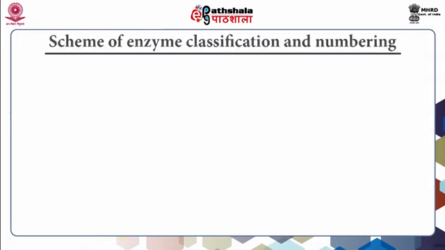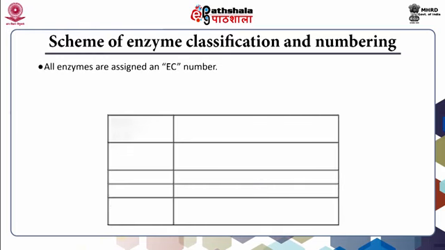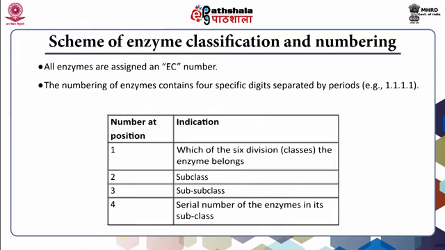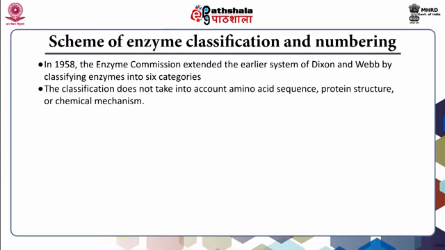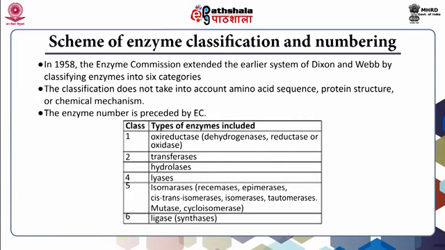Now we will see the scheme of enzyme classification and numbering. All enzymes are assigned an EC number. The numbering of enzymes contains 4 specific digits separated by periods. The enzyme number is preceded by EC. In 1958, the Enzyme Commission extended the earlier system of Dixon and Webb by classifying enzymes into 6 categories. The classification does not take into account amino acid sequences, protein structure or chemical mechanism. These are the different types of enzymes included, which are given in the table.